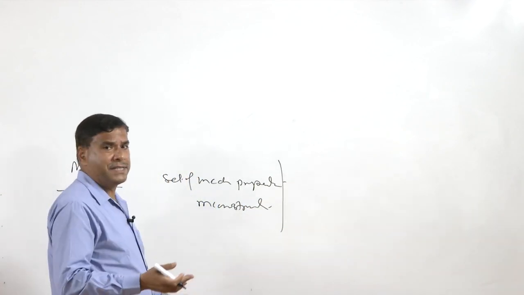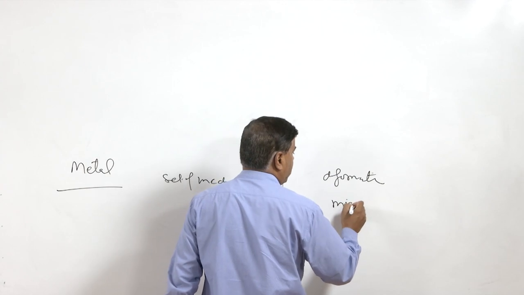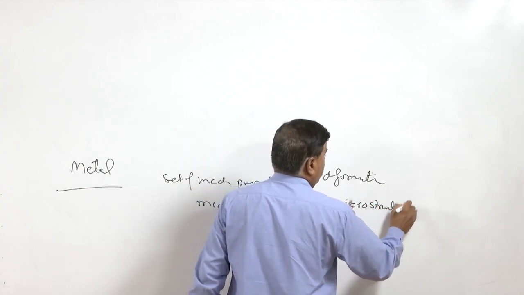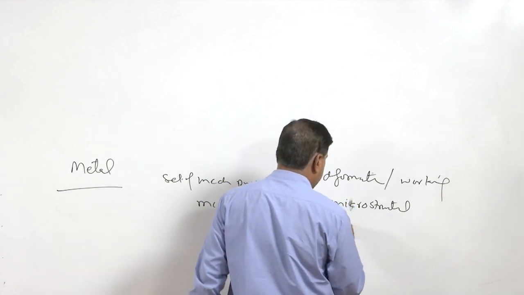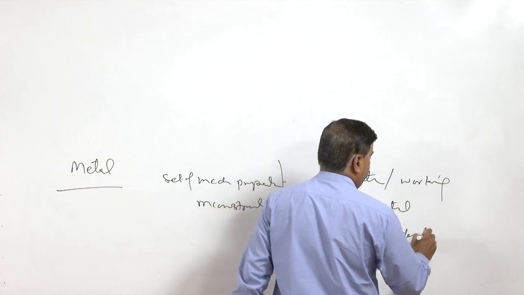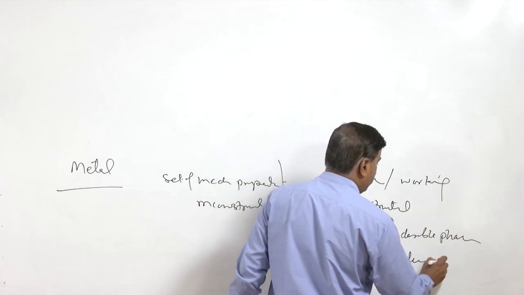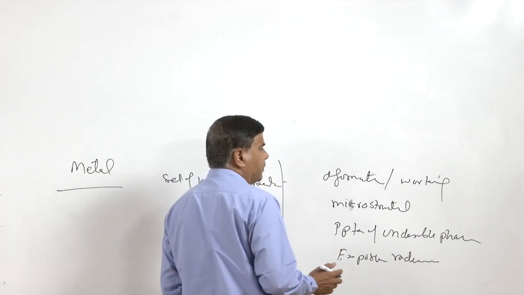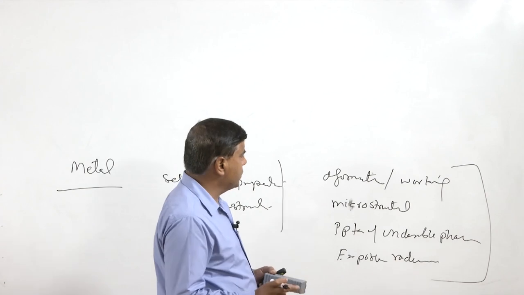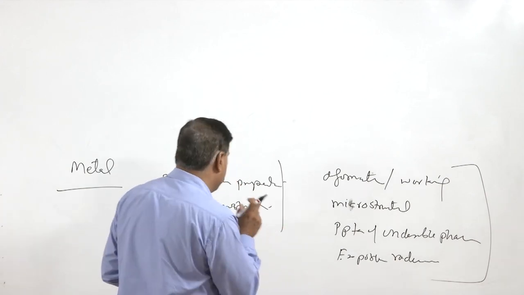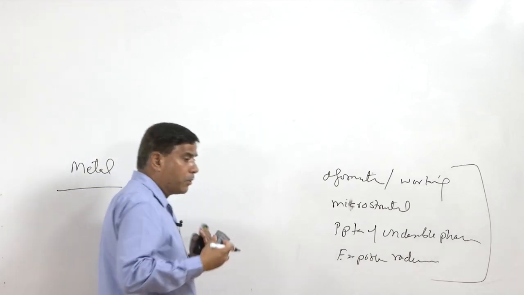But during the service, so many things happen. The component will be subjected to surface layer deformation and microstructural variation. Deformation will lead to work hardening, precipitation of undesirable phases, or exposure to radiations which are harmful for the structure and the properties of the components. Those things will be altering the properties, the microstructure and the deformation condition, that is the plastic condition of the metal. All these things will be adversely affecting their load carrying capability.